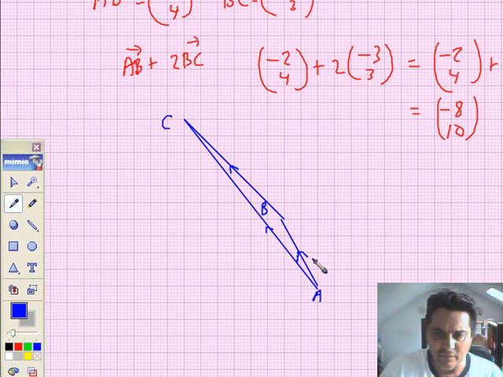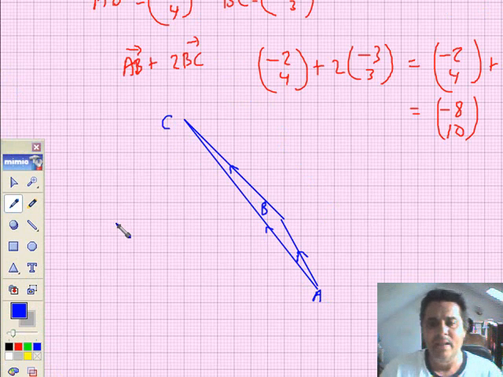So what have I done? I've gone from A to B to C, or I go straight from A to C directly, and there it is. That's my vector diagram. That was painless. That was good fun. That's it. Oh, by the way, is it truly minus 8, 10?